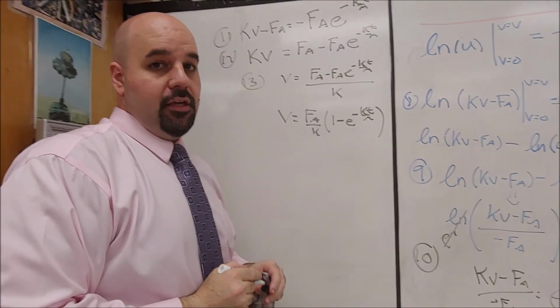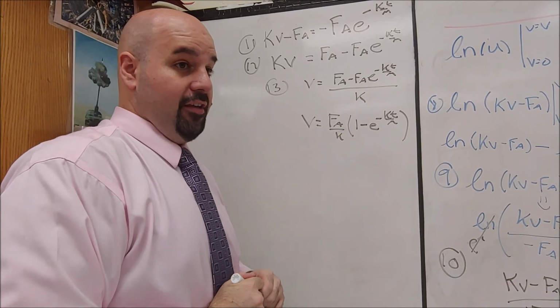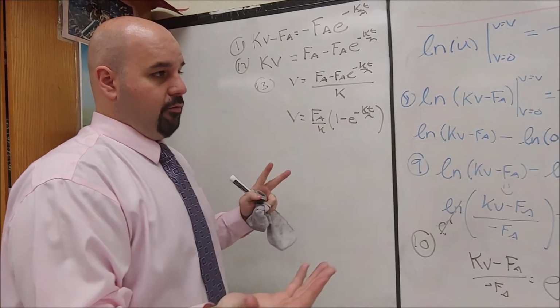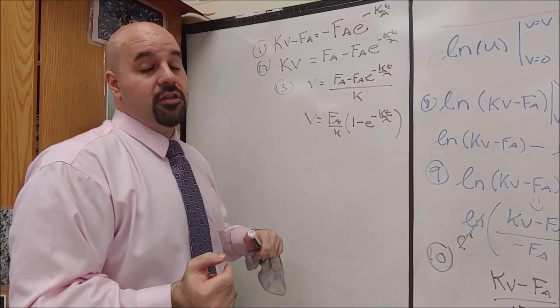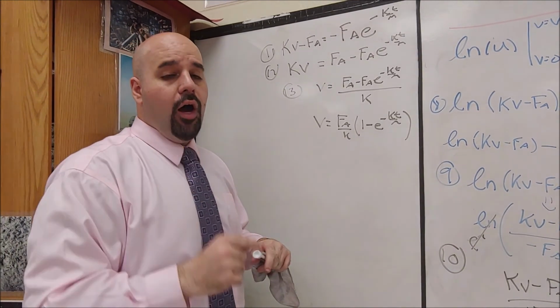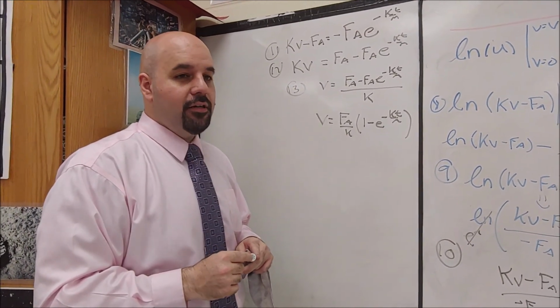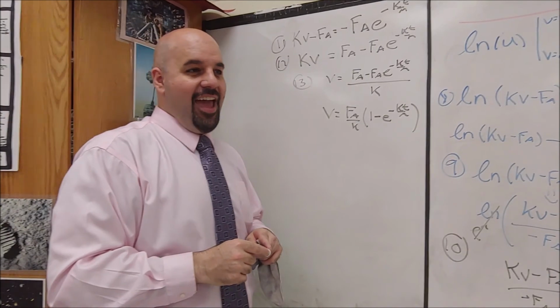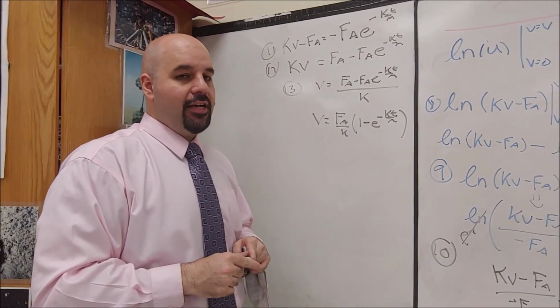And that's my velocity. So the 30-second summary is you want to get v's and t's on one side versus the other. It takes a lot of calculus to do that.